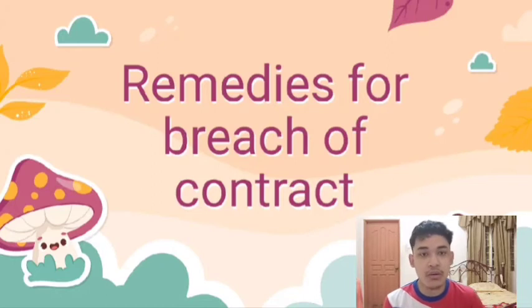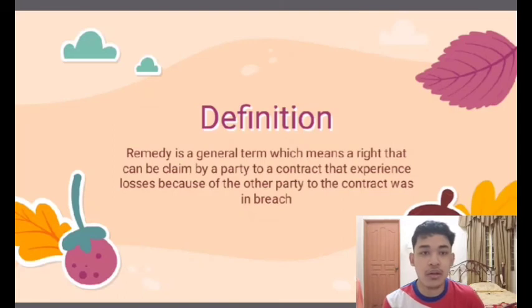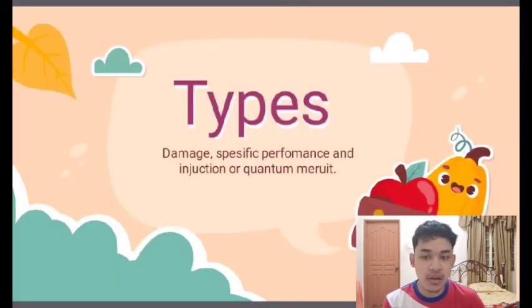Next, we're going to talk about remedies for breach of contract. The definition of remedies for breach of contract is: remedy is a general term which means a right that can be claimed by a party to a contract that experienced loss because the other party to the contract was in breach. Next, we have many types. We have damages, specific performance, and injunction or quantum meruit.